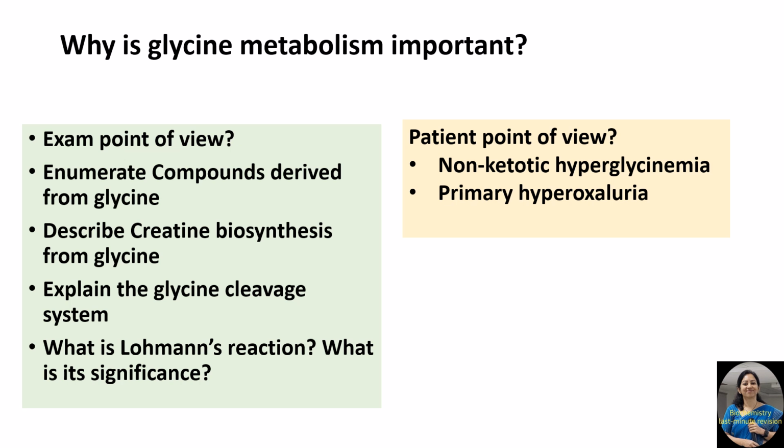From the patient point of view, there are two inborn errors of glycine metabolism, and these include non-ketotic hyperglycinemia and primary hyperoxaluria. Now let us try to figure out answers for all these questions.